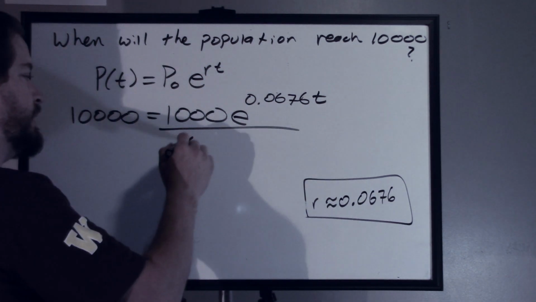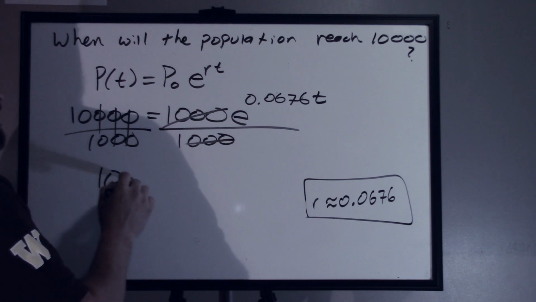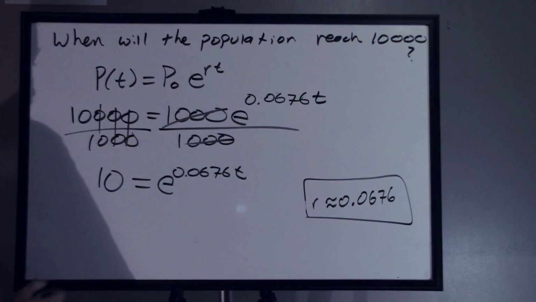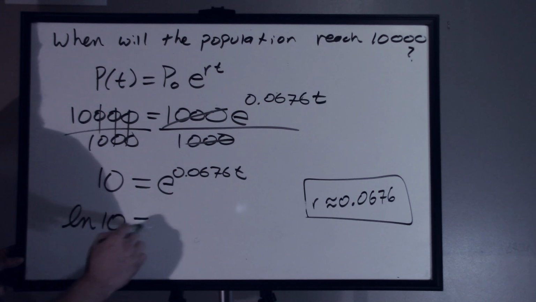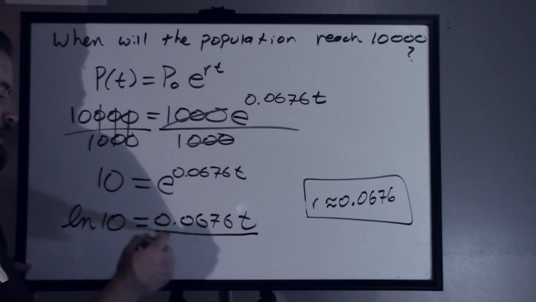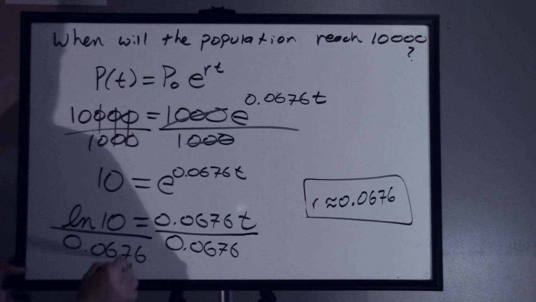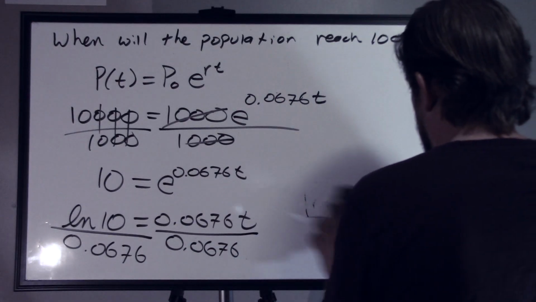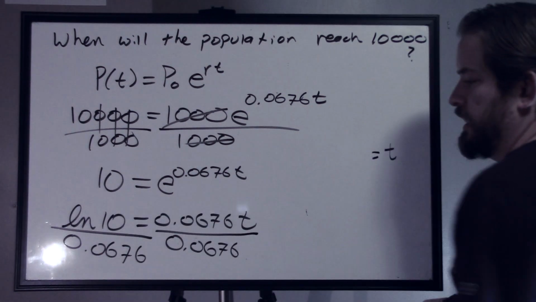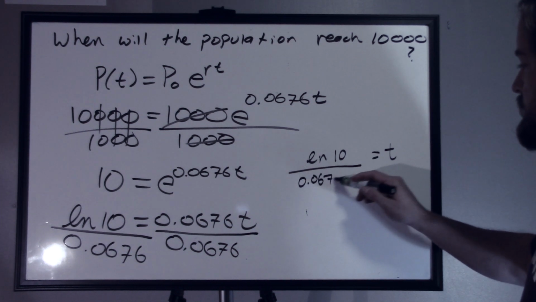I'm going to divide each side by 1,000. That gives me 10 on the left, e to the 0.0676t, and then I just rewrite this as a natural log. So the natural log of 10 equals 0.0676t. I want to isolate the t, so I divide each side by 0.0676. And I've isolated my t on the right hand side, so t equals the natural log of 10 over 0.0676.